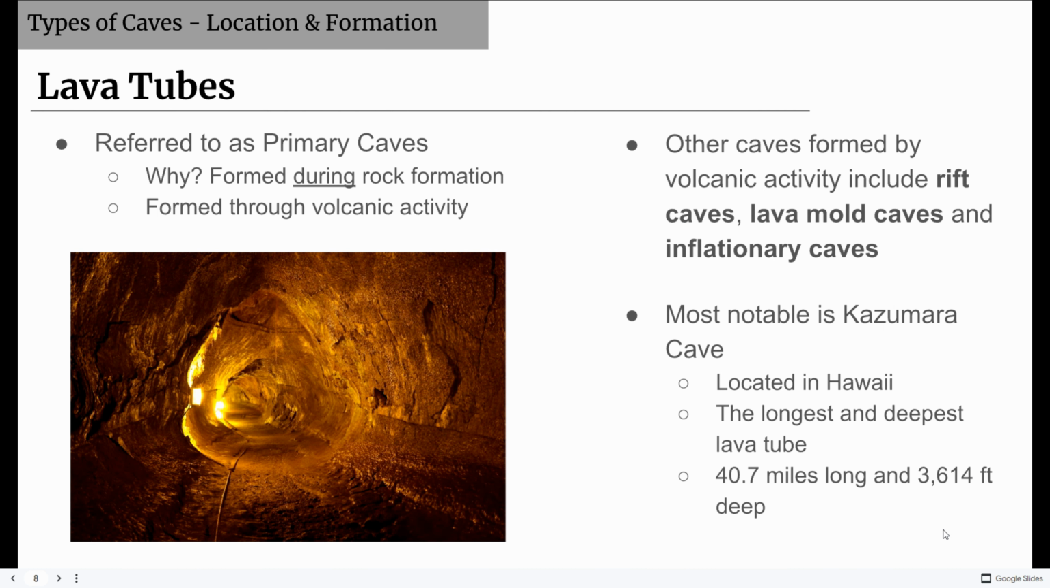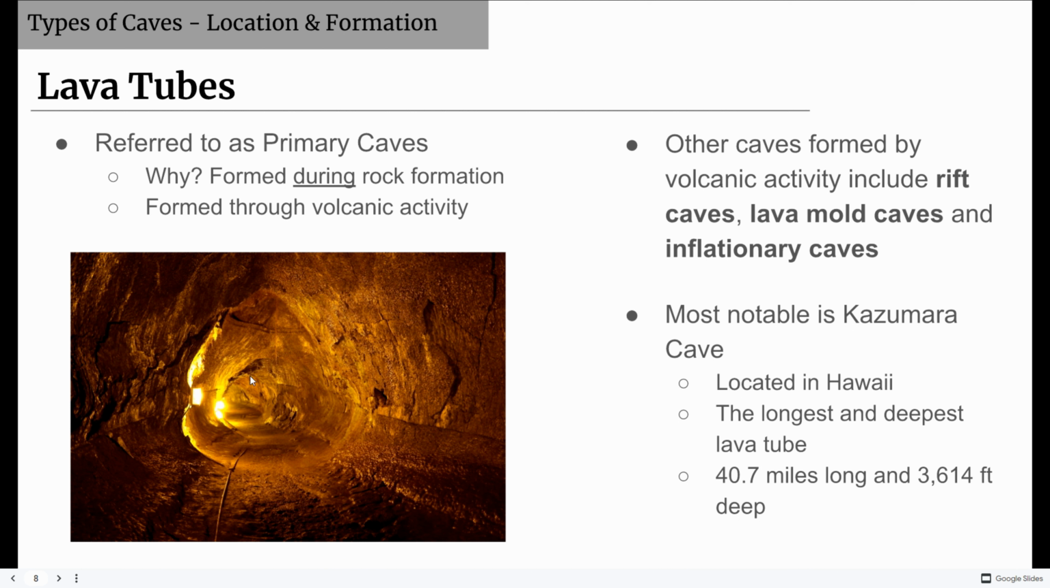Our next type of cave is going to be a lava tube. Lava tubes form when magma erupts in volcanic activity. When it reaches the surface, we call it lava. The lava flows down away from the volcano. As it cools off, it forms igneous rock. And if you have the surface cooling while the inside is still flowing, you end up with this hollow tube.